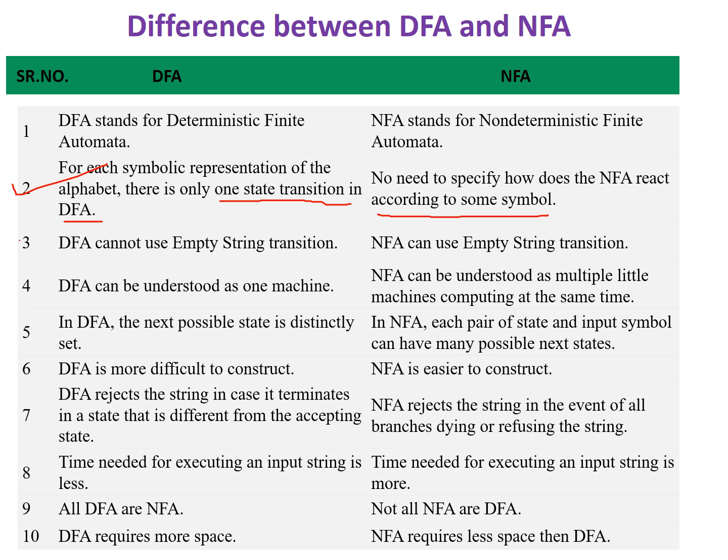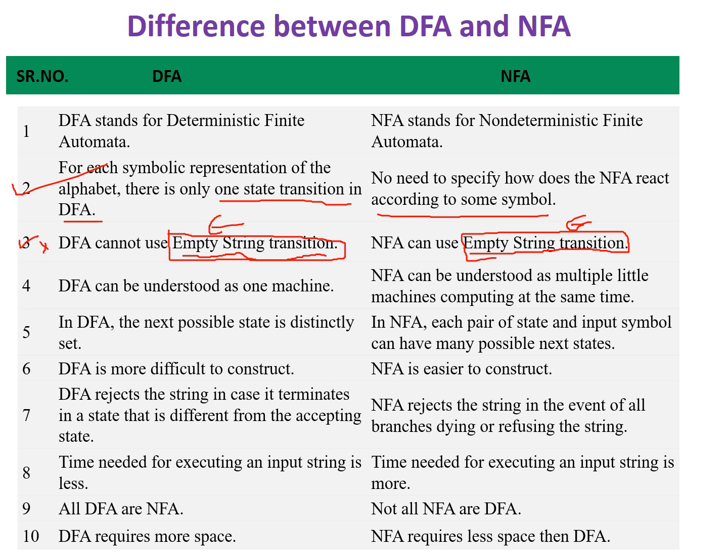The third point: DFA cannot use empty string transitions. That means epsilon transition is not possible in the case of DFA. Whereas in NFA, you can use empty string transitions. That means epsilon transition is available. So that is the third point. This is very important.